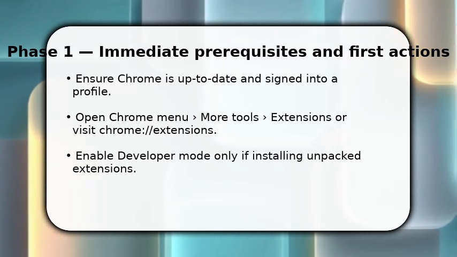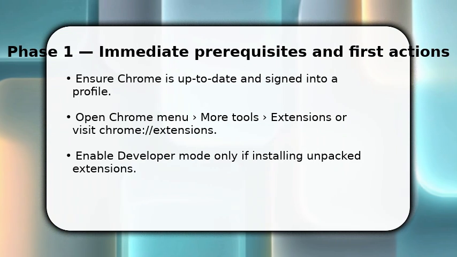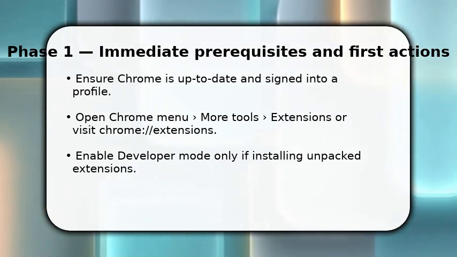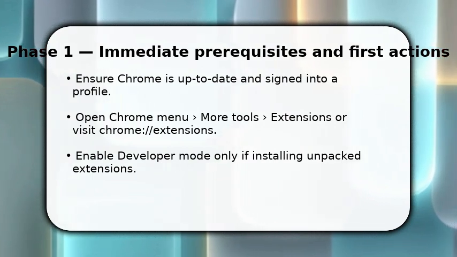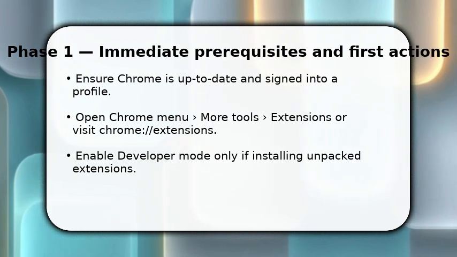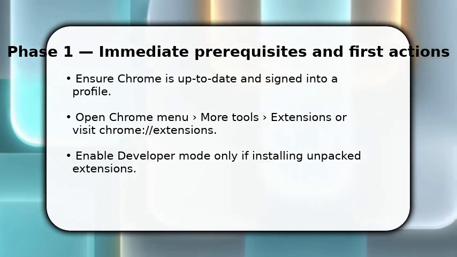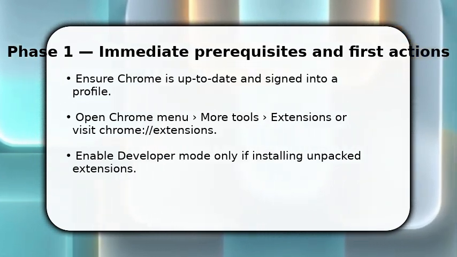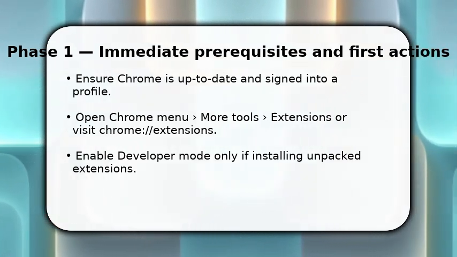Enjoy the video. You start by confirming Chrome is current and you're in the profile you want the extension added to. Once done, open the menu, choose More Tools, then Extensions so you're directly in the Extensions page. This speeds installation. Make sure the toggle for the target profile is selected. If you will add an unpacked extension later, enable Developer Mode. This step avoids installing into the wrong account and prevents sync surprises.